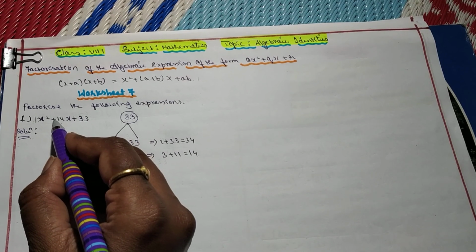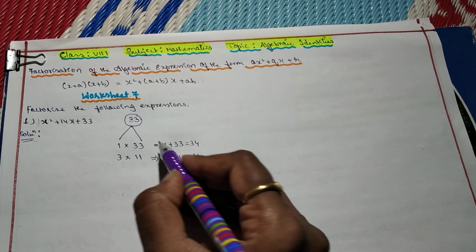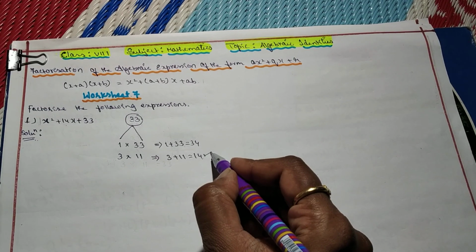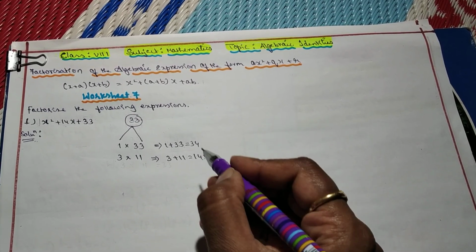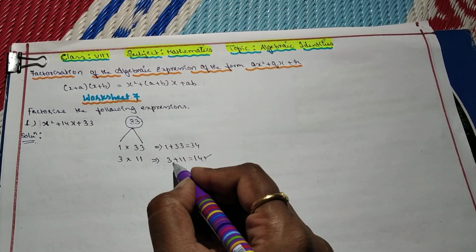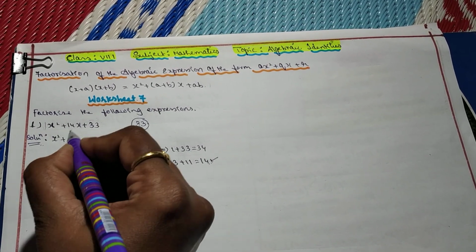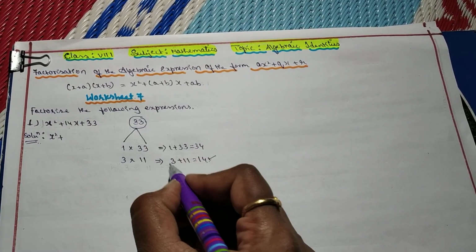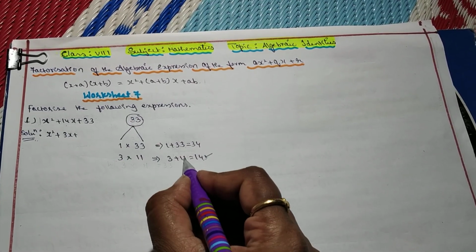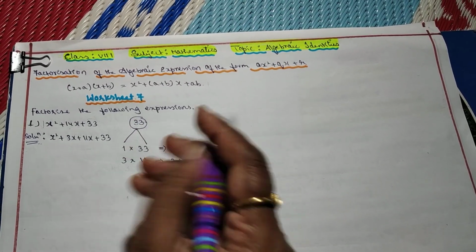What is the middle term's coefficient we have? The middle term's coefficient is 14. That means the sum which gives 14 is the one we need to consider. Yes, it satisfies in this. So this is the third step, choosing the addition of two numbers. I am getting 3 plus 11 equal to 14. So x square plus this 14x, I'll write it as 3x plus 11x. And the last term, that is the constant, I'll put as it is.